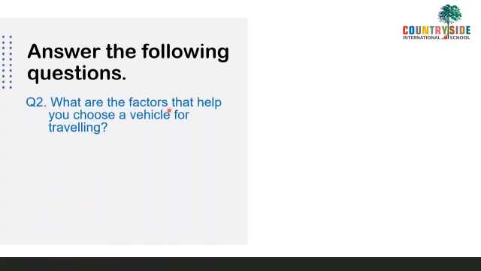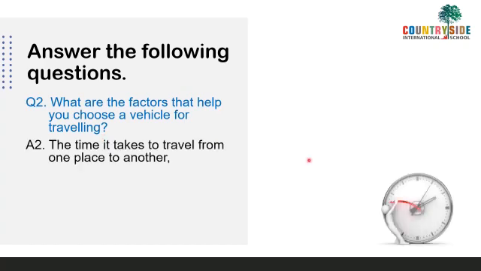What are the factors that help you choose a vehicle for traveling? This question is very important. Do you remember we saw what is the thing which helps us to decide that we should go by which vehicle? Let's see one by one. Time. The time it takes to travel from one place to another. If I want to go to America, I will not go in a cycle. I don't know when I'll reach. I have to go by plane. So the time taken helps us to decide which vehicle to use.